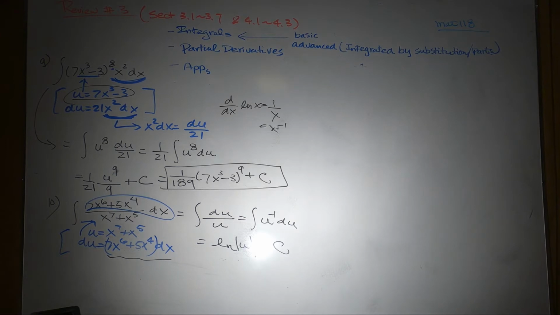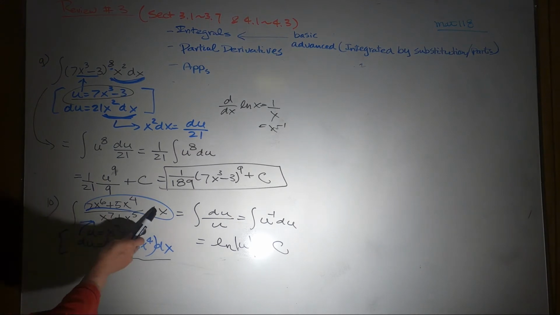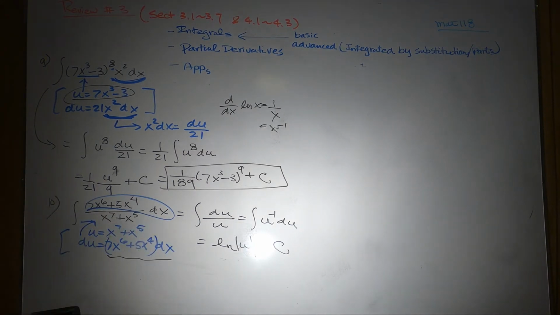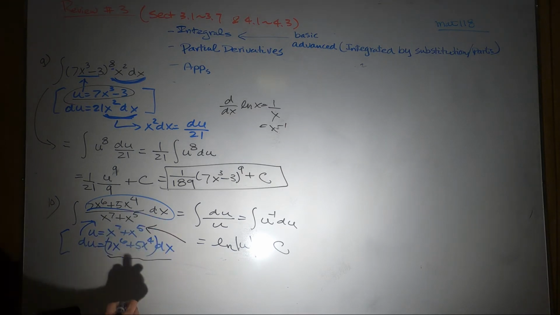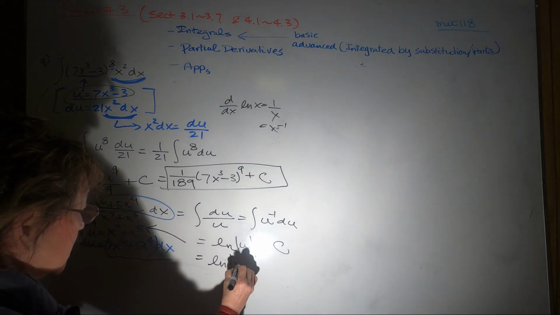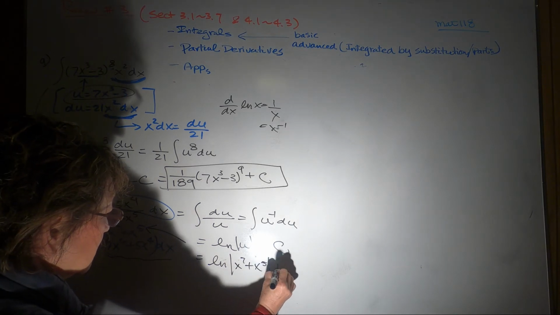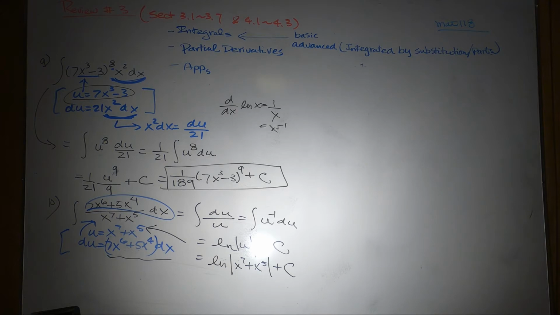Right? Do you leave the answer that way? You can't, because we are integrating by x, not u. So you have to put it back. So that would be natural log of x^7 plus x^5 plus c. Right? Manageable, right? For integration by substitution, you should be able to manage okay.